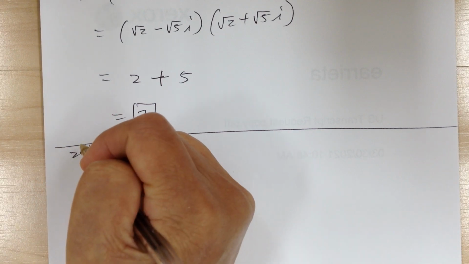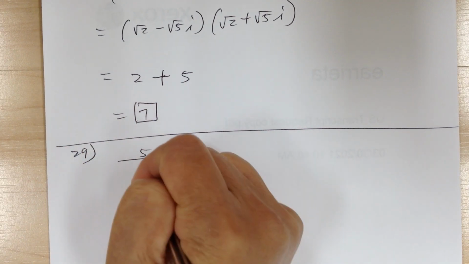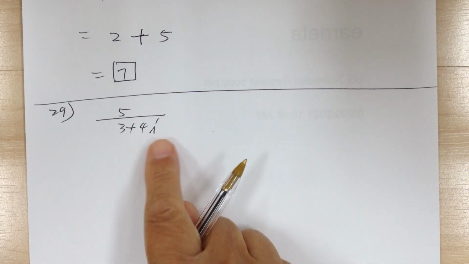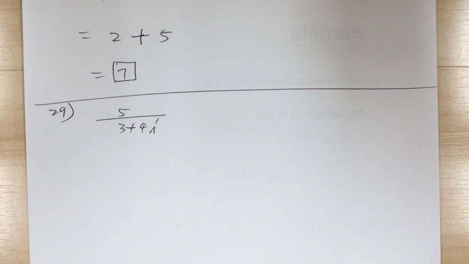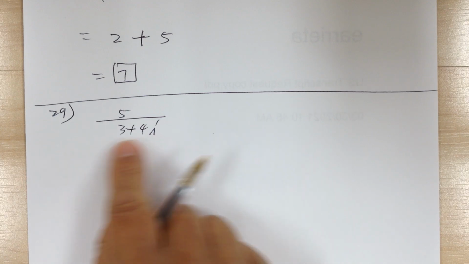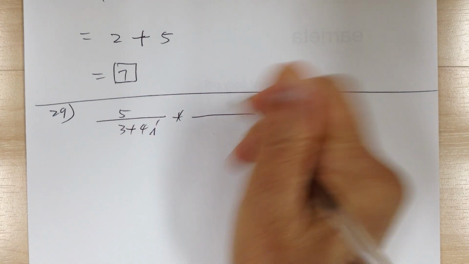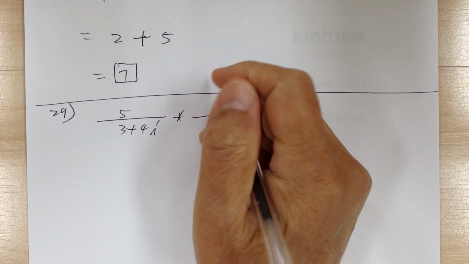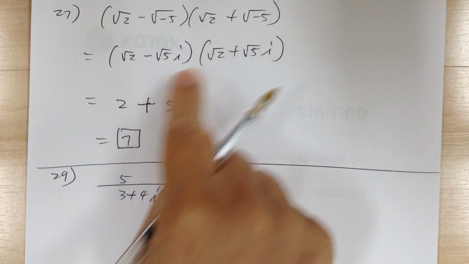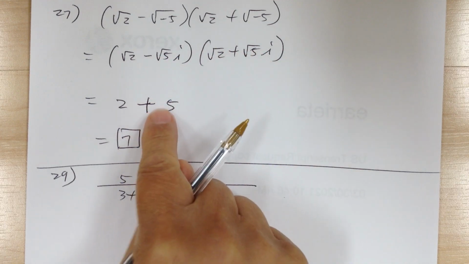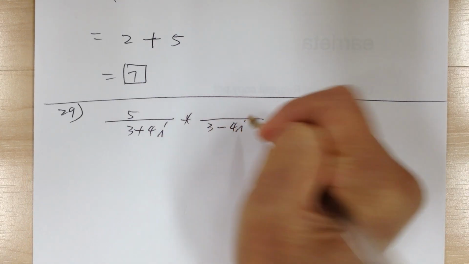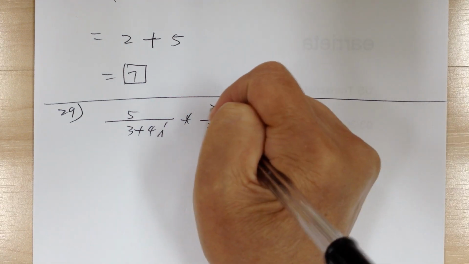Okay, number 29. You have 5 over 3 plus 4i. Now you have i in the denominator, which is not allowed. To get rid of that, there are 2 terms, so you need to multiply by a conjugate. Again, to get rid of i, you have to use a conjugate. Notice when you multiply conjugates, there's no more i. So you need to get that.